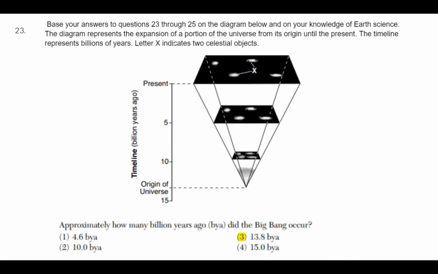23. The diagram represents the expansion of the portion of the universe from the origin until the present. The timeline represents billions of years. Letter X represents two celestial objects. Approximately how many billion years ago did the Big Bang occur? The answer is 13.8 billion years ago.